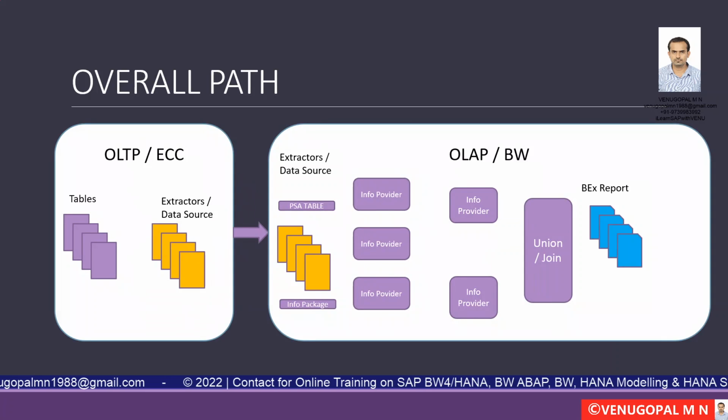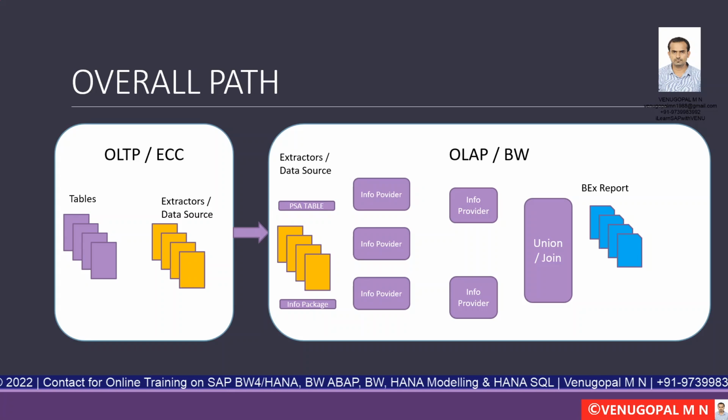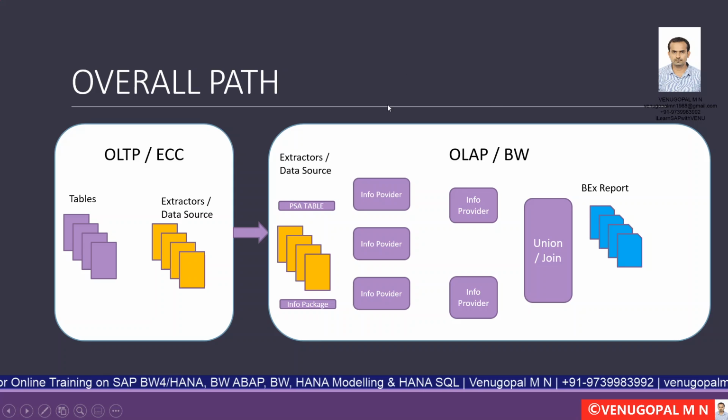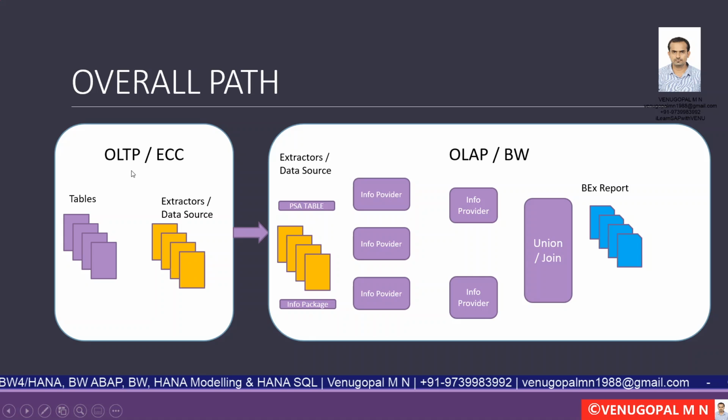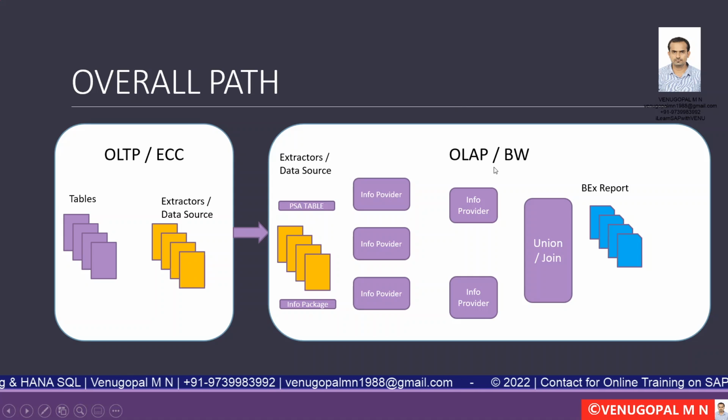Yeah, so this is the overall BW. If you understand this, you can speak at least in front of anybody, even if they are very well aware of BW. So this particular slide will tell you the entire thing about your BW system. There is something called an OLTP system, which is a source system, correct? And there is something called BW, which is an OLAP system. And obviously in your landscape, you have both ECC and BW.